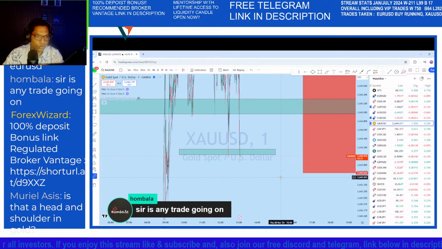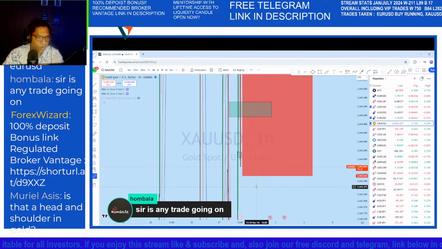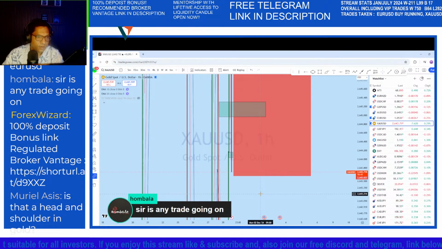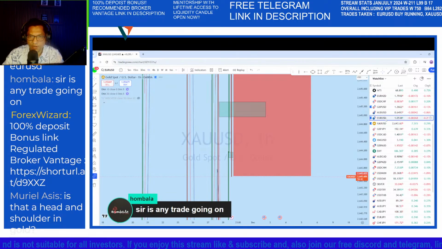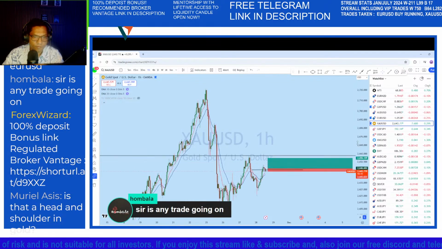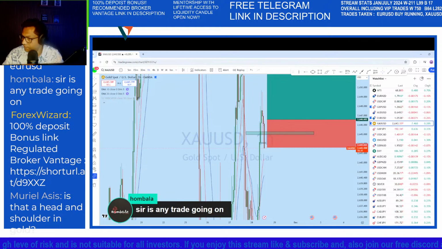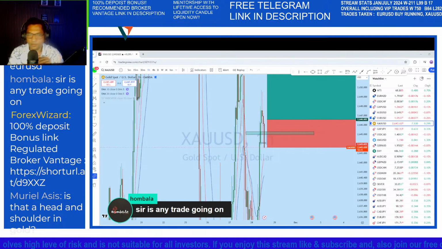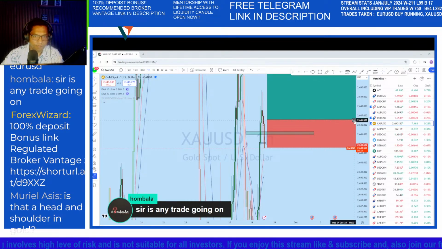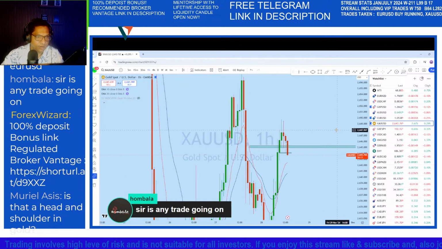Okay, so it's almost to the level where the price went below that level. It came back again. So we are out of the trade on XAUUSD. So let's see how far it might be heading in that direction.